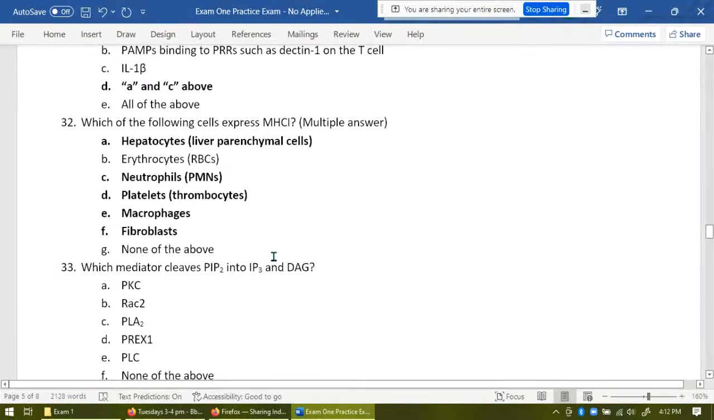Only red blood cells are not expressing MHC1. Red blood cells are also called erythrocytes, if you didn't know. So hepatocytes, neutrophils, doesn't matter. All of these are going to express it.